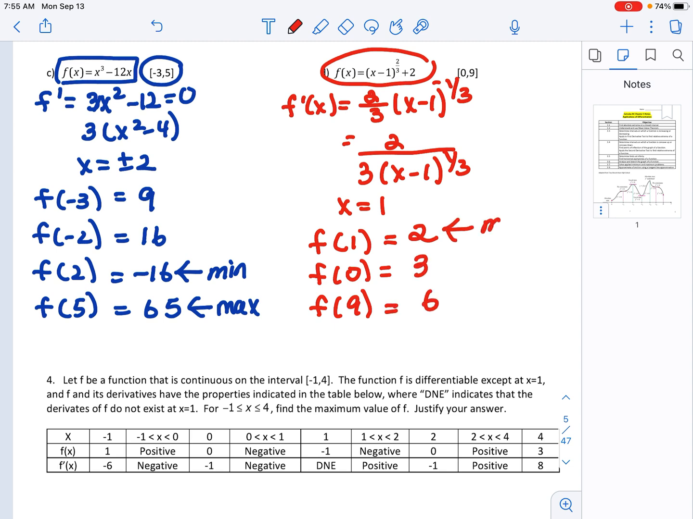So this is the smallest y value, so we would say this is the minimum. This is the biggest y value, so we would say this is the maximum.